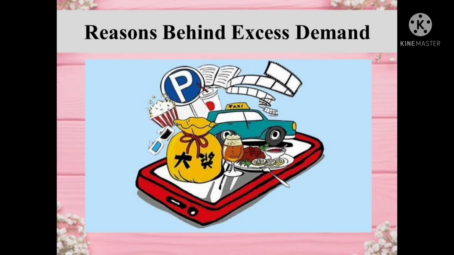Next, reasons behind excess demand. Excess demand may be caused by several factors, and they are: increase in household consumption demand due to rise in propensity to consume, increase in private investment demand because of rise in credit facilities, increase in public expenditure, increase in export demand, increase in money supply or increase in disposable income.